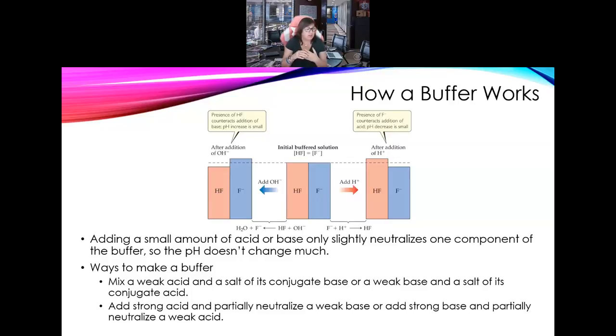Buffers can be made in a number of different ways. We can mix a weak acid and a salt of its conjugate base, or a weak base and a salt of its conjugate acid, or we can add strong acid and partially neutralize a weak base, or add strong base and partially neutralize a weak acid. Either situation will create a place where I have a weak acid or a weak base and its conjugate. Okay?